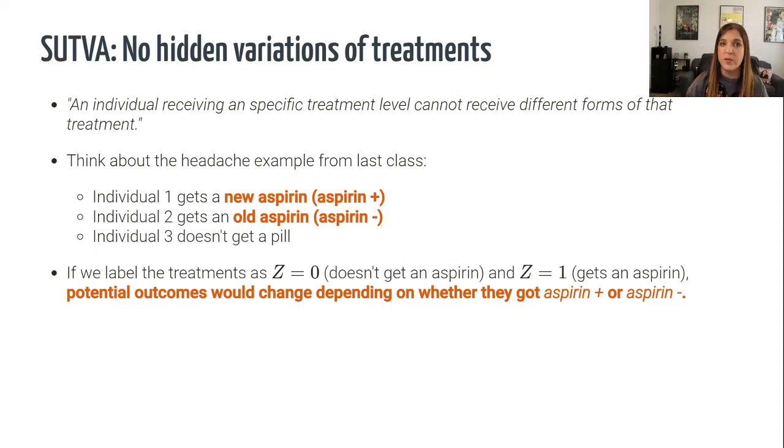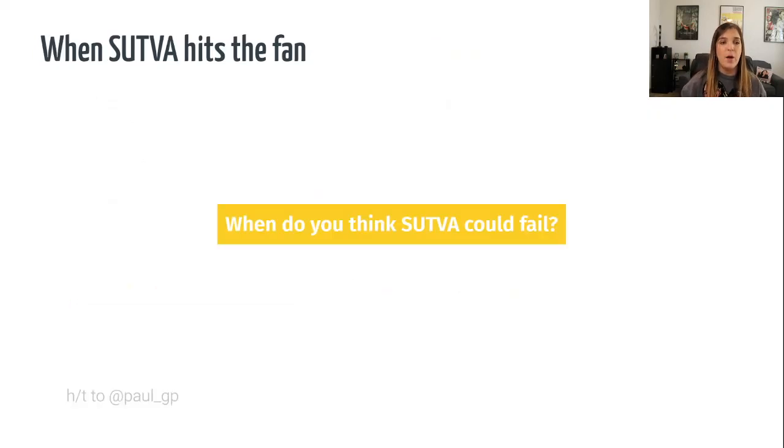One solution to this would be to have 3 treatment levels: a control group who doesn't get the pill, treatment 1, which would be the old aspirin, and treatment 2, which would be the new aspirin. In that case, just by relabeling the treatment, I don't have hidden variations of the treatment, and everything is solved and SUTVA holds. So just think about that when you're thinking about how to label your treatments. Okay, so now let's look at the scenarios where SUTVA can fail.